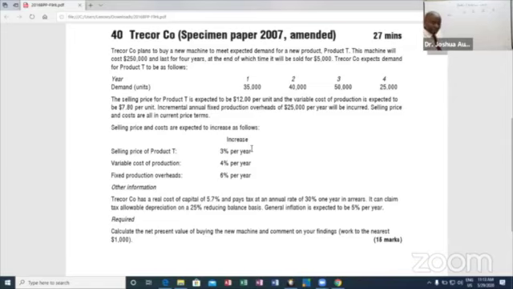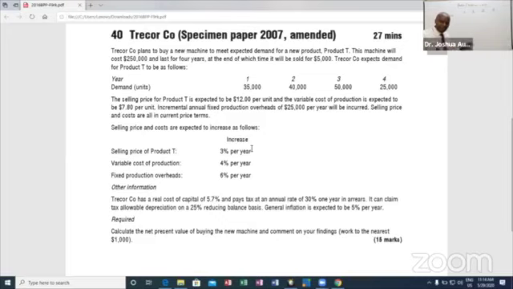They are telling us that the selling price for product T is expected to be 12 per unit, and the variable cost of production is expected to be 7.8 per unit. Incremental annual fixed production overheads of $25,000 per year will be incurred. The selling price and the costs are all in current price terms.